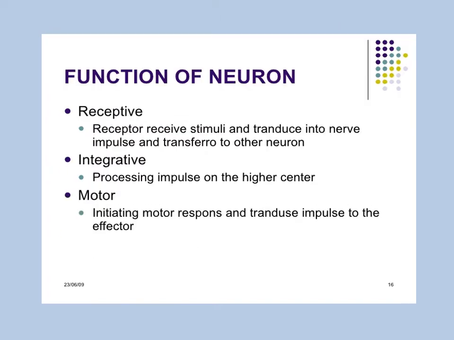The neuron has the basic function of receiving stimuli, transducing them into a nerve impulse, and transferring it to other neurons. It also has an integrative function, that is, it processes the impulses to the higher centers. And its motor function is to initiate the response and send the impulse to the effector organs.